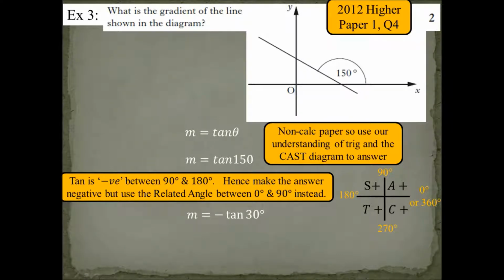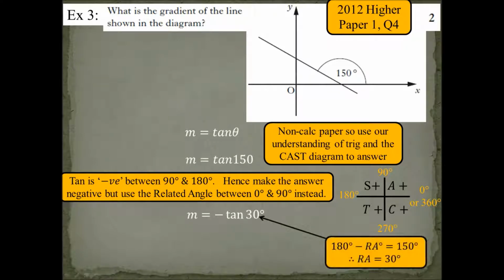That would be the same answer as doing tan 150, because to get to 150 in the cast diagram, we would have done 180 minus our related angle. So for 180 minus related angle to be 150, our related angle had to be 30.